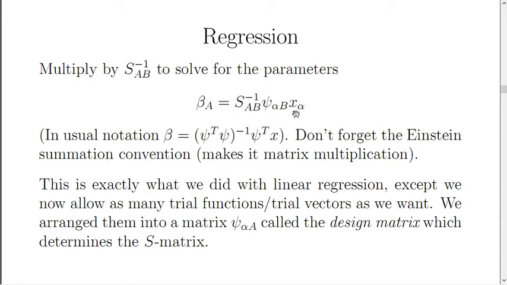Now, in the usual notation that you'll see in many courses, this would be written in this way: psi being the design matrix, x being the data values. You would take psi transpose times psi, compute its inverse, and multiply that by the transpose of the design matrix, and finally multiply that by the data vector. Well, these are actually the same equation. Psi transpose times psi in the old notation is the S matrix. Its inverse is the inverse S matrix. And psi transpose times x is psi sub alpha b times x sub alpha.